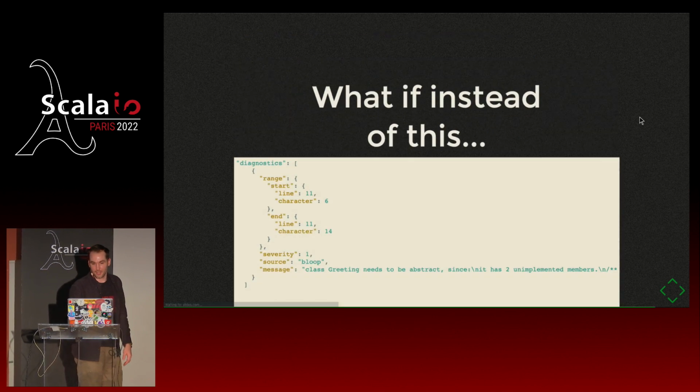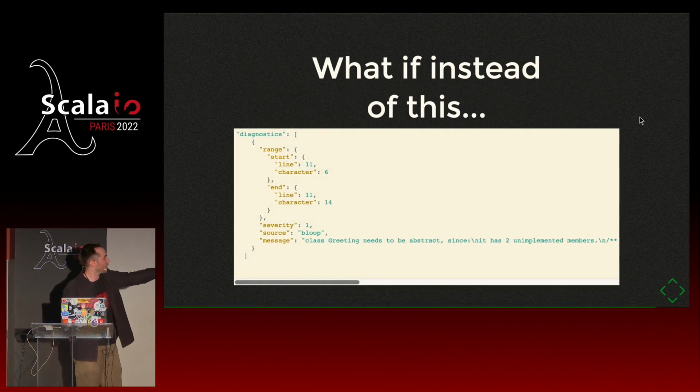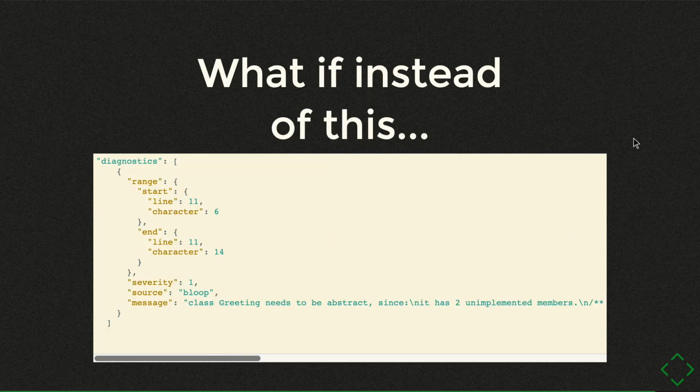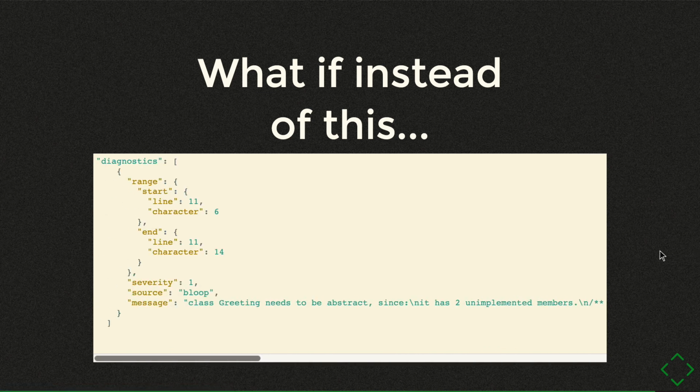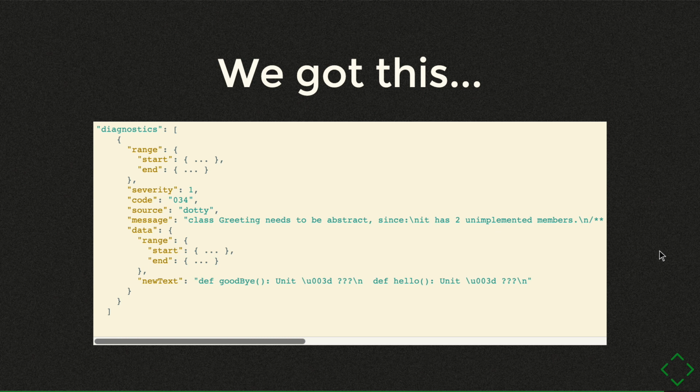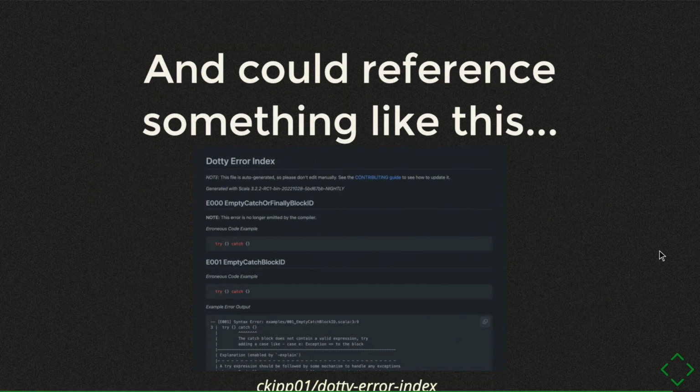But what if instead, and again, this is what that error looks like under the hood, you just have range, severity, error, source, it's coming from bloop, and then message. And this message has everything that we want in it, but again, it's just a giant string. But what if it instead looked like this, where you had an extra data field that has a range of where this stub implementation could go? Then you have some new text that an editor or a tool could just click, and it would be applied and automatically fix your code for you, basically.